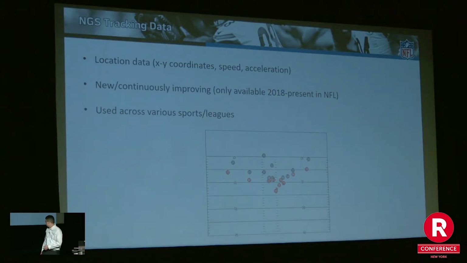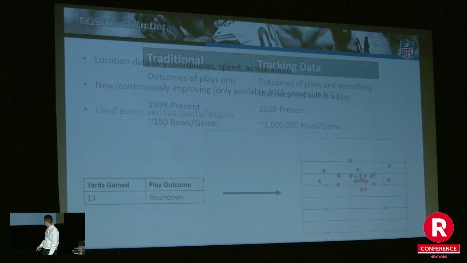On the bottom here we have an animation. Essentially, each dot there represents a player throughout a play for an NFL game, and you can see how the players are moving throughout the play, see the XY coordinates, see how fast they're going, see how much they're accelerating. It's a lot more information than we had previously.